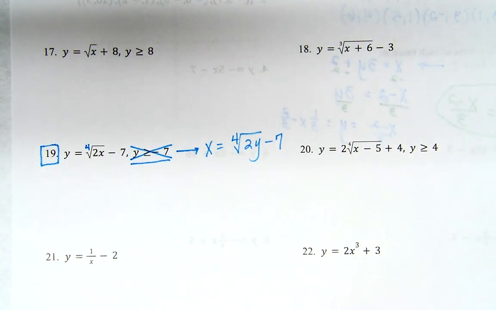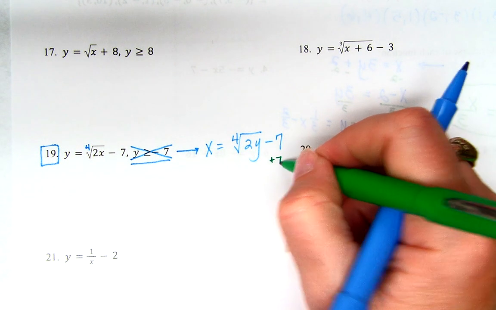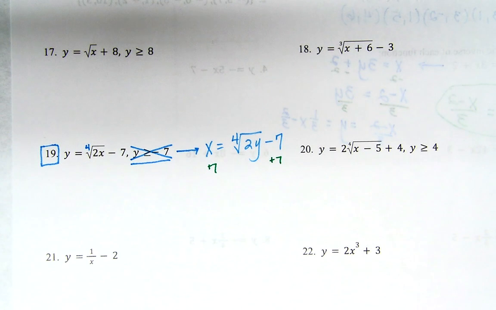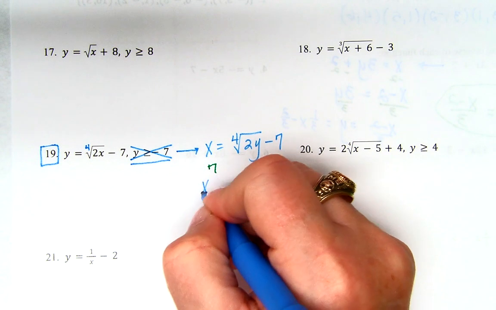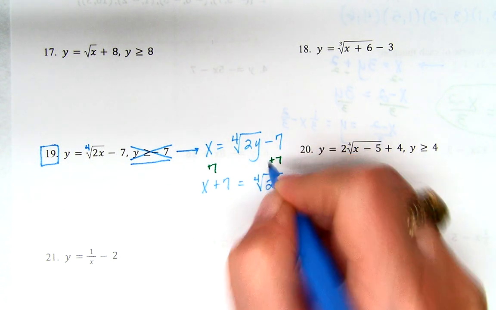So what do I do first? Does it really matter what I do first? Oh, absolutely, it matters. What should I do first? I have to isolate my root before I can do anything inside of the root, don't I? I don't even know what I'm saying anymore. We're good, right? Okay, so x plus 7 equals the 4th root of 2y.